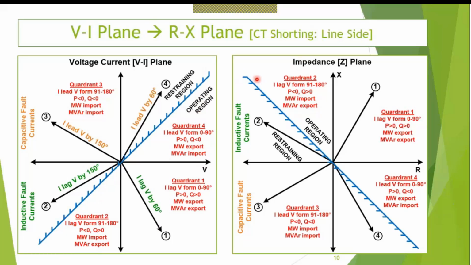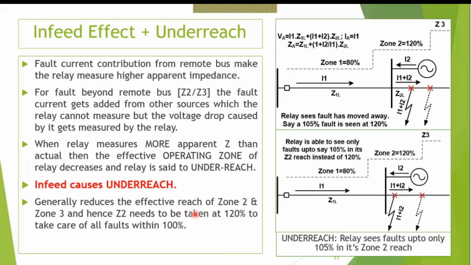Now this same operating region is mapped in the RX plane as this region. The rest of the things I'm not going into detail. For inductive fault current, X is positive; for capacitive fault current, X is negative. So we mostly have inductive fault current, and this is our operating region. Most of our distance relay operations take place in quadrant number 1 of the RX plane, which means quadrant number 4 in the conventional VI plane. Okay, let me move further.